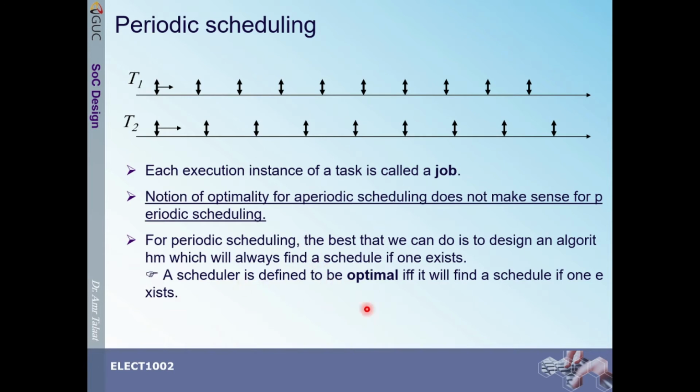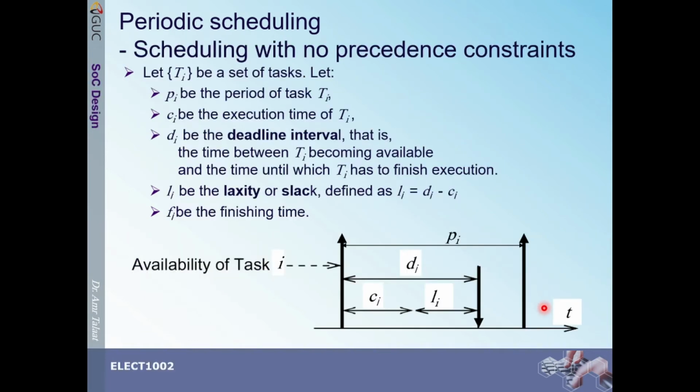A schedule is defined to be optimal if and only if it will find a schedule if one exists. Anyway, let's first concentrate on periodic scheduling.